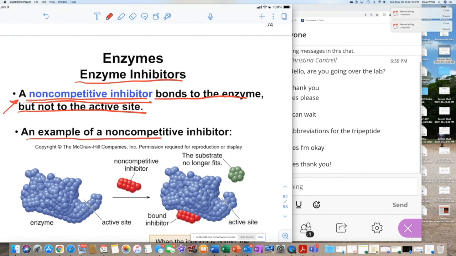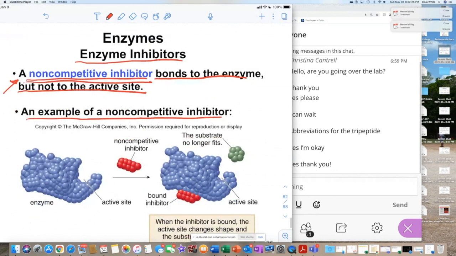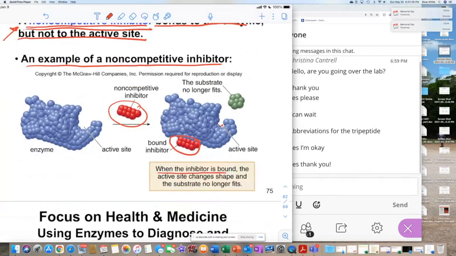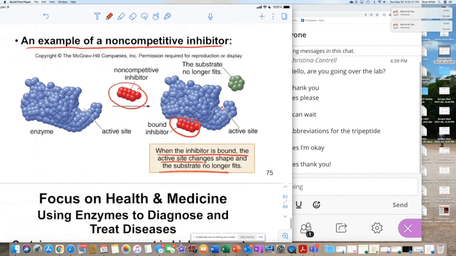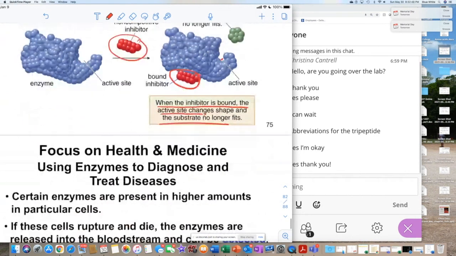An example of the non-competitive inhibitor. Here's the active site, and it's like, nah, I don't even have what it takes to bind there. I'll come bind behind here, but I'll change the active site. Now no substrate can bind to this active site of the enzyme. And this is what happens. When the inhibitor is bound, the active site shape changes, right? And so no substrate can bind to it any longer. No substrate will fit over there.